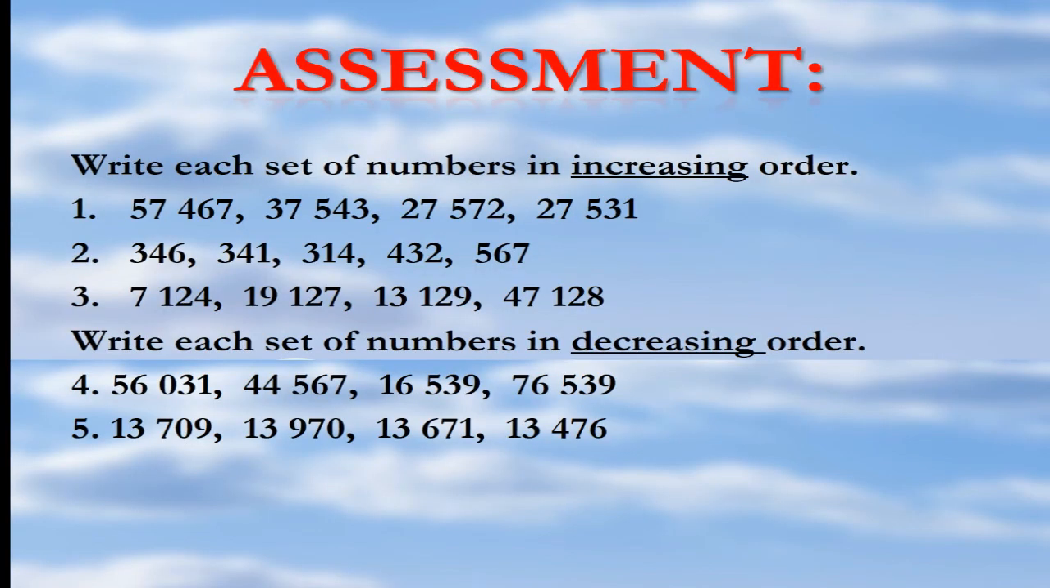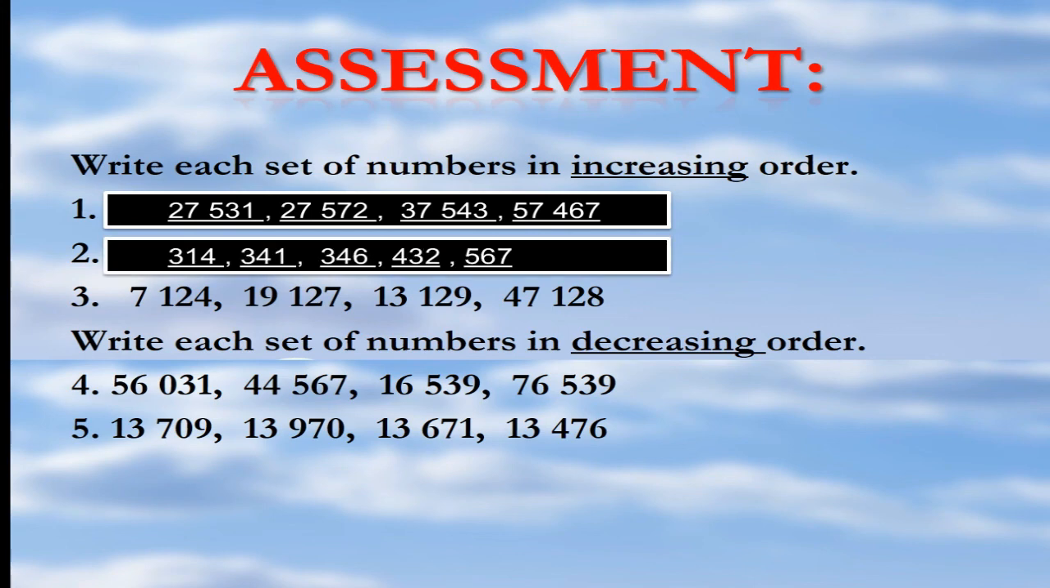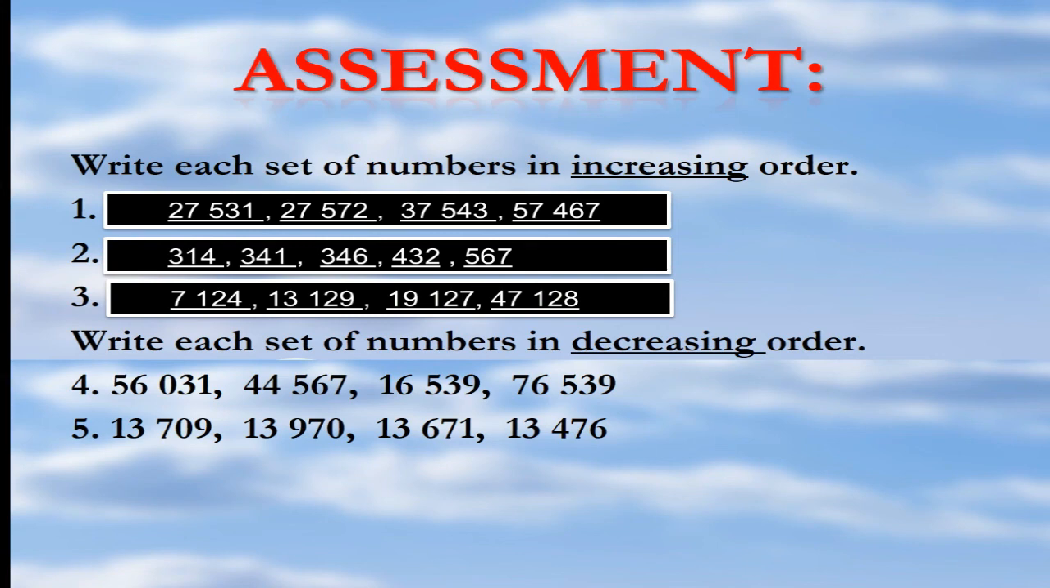For numbers 1 to 3, we will write the set of numbers in increasing order. So number 1 is 27,531, 27,572, 37,543, and 57,467. Number 2 is 314, 341, 346, 432, and 567.